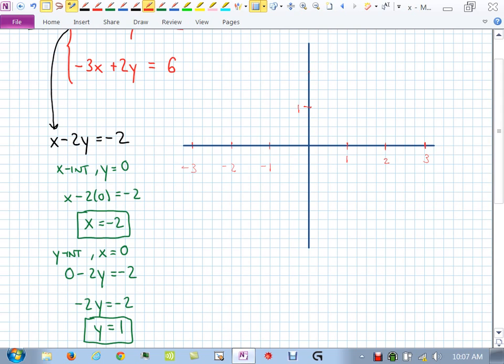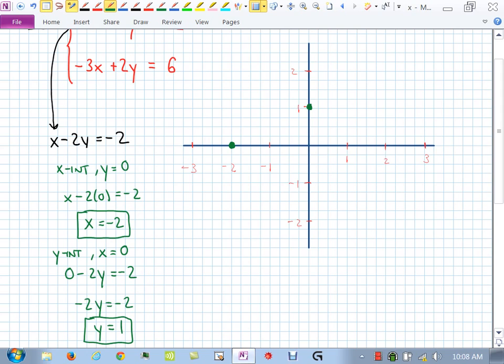1, 2, -1, -2. Okay, let's put those points then. X is -2 is on the x-axis. Y is equal to 1 is up here.